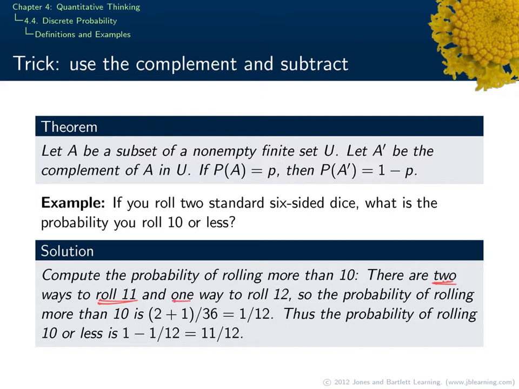And there's only one way to roll a 12, right? That's double 6s. So the probability of rolling more than 10 is 2 plus 1, or 3 out of 36. So that's 1/12. And that means the probability of rolling 10 or less, well, that's the complementary event. So the probability of that is 1 minus 1/12, or 11/12.